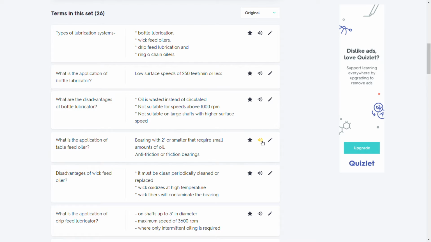What is the application of a wick feed oiler? Bearings 2 inches or smaller that require small amounts of oil, anti-friction or friction bearings.